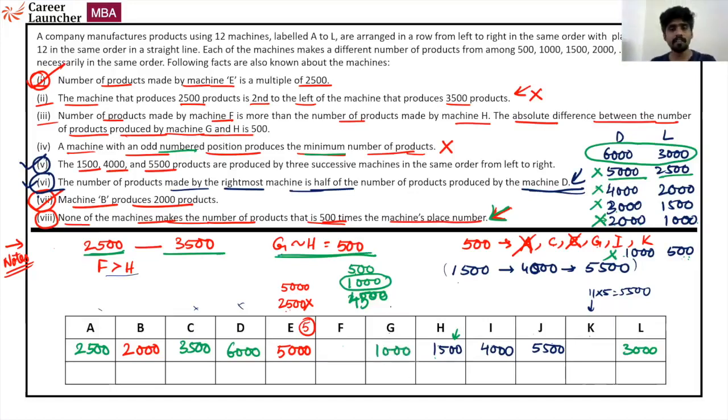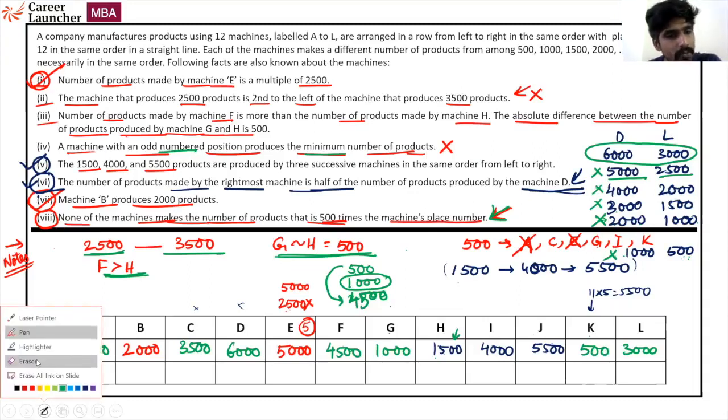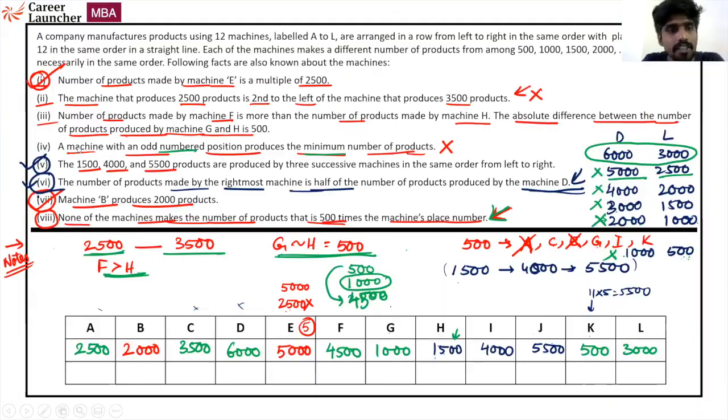The moment we have discovered that G is 1000 and we know that F is greater than H, H already has 1500 units. Out of 500 and 4500, F could have only chosen 4500. That leaves K with 500 units. So that is the entire arrangement. We could form only one case. We have exhausted all the points that were required. We have totally formed the arrangement for all the 12 places and all the 12 machines.